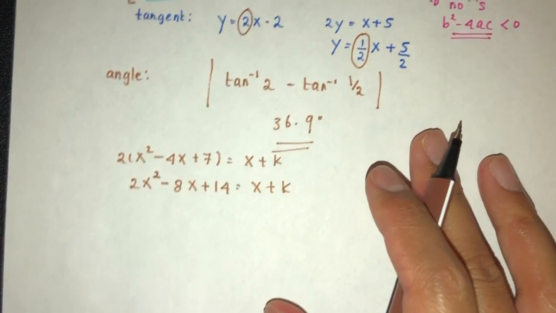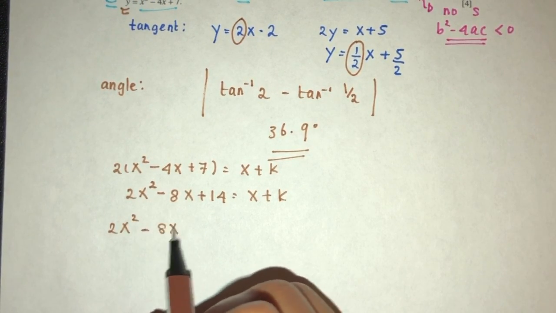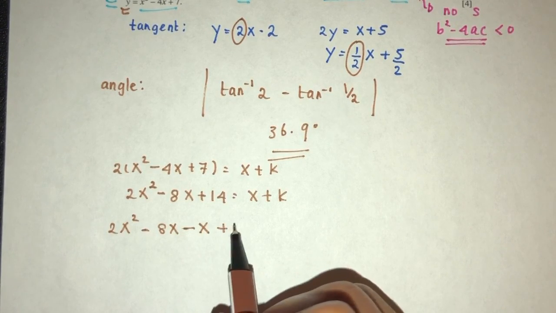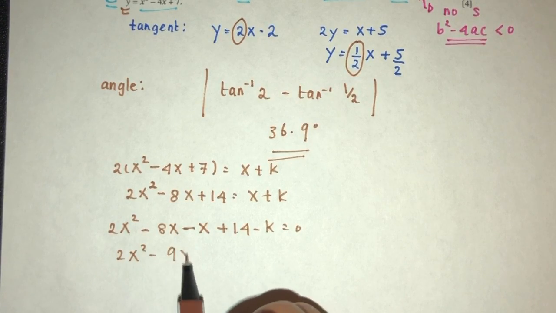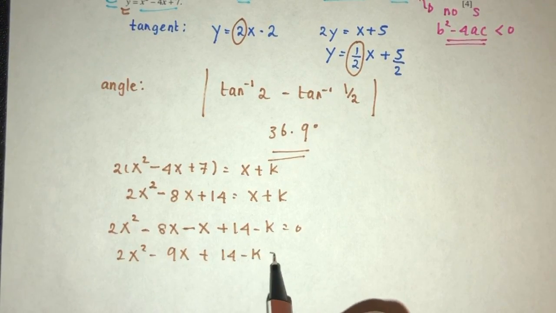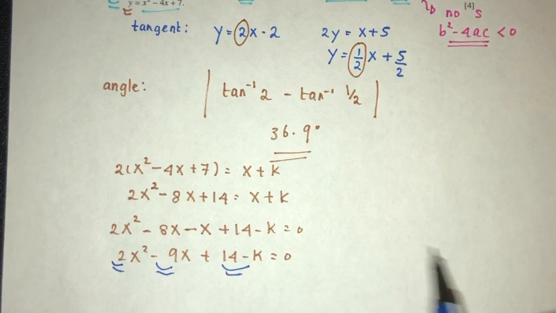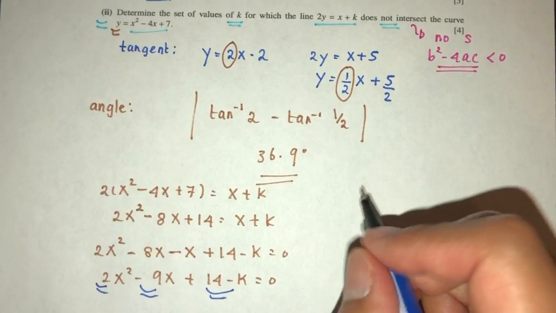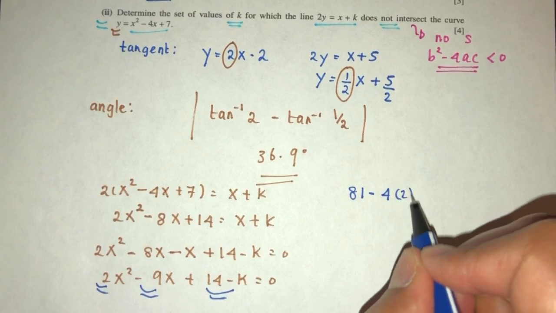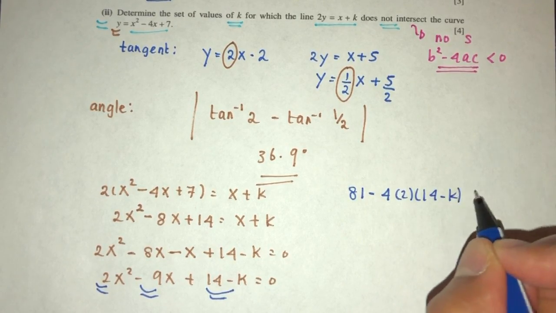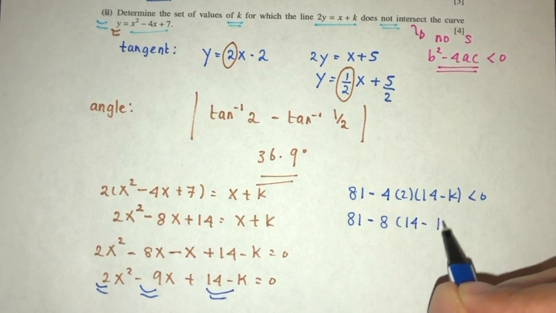Right? Now we can send everything to one side. You will have 2x squared minus 8x, minus x plus 14 minus k has to be 0. So 2x squared minus 9x plus 14 minus k has to be 0. Now this is my a value, my b value, and my c value. So replace back in this main equation. You have b squared is minus 9 squared, which is 81, minus 4 times a times c less than 0. That should be 81 minus the value of 8 times 14 minus k.